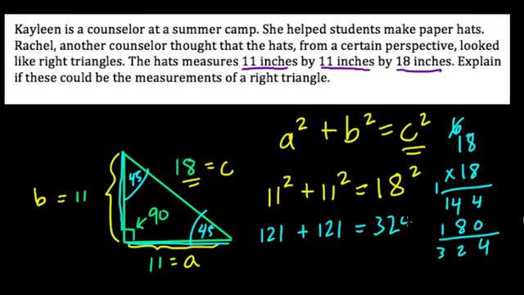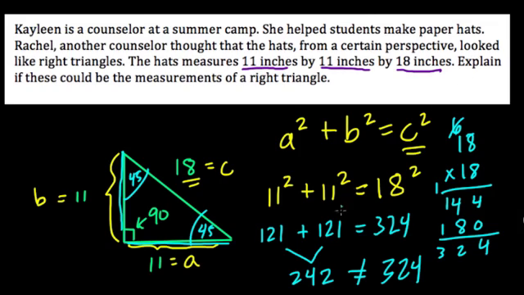So that should be true: 121 plus 121 should equal 324. But, however, it doesn't. 121 times 2 is 242. That does not equal 324. Therefore, this cannot be a right triangle.